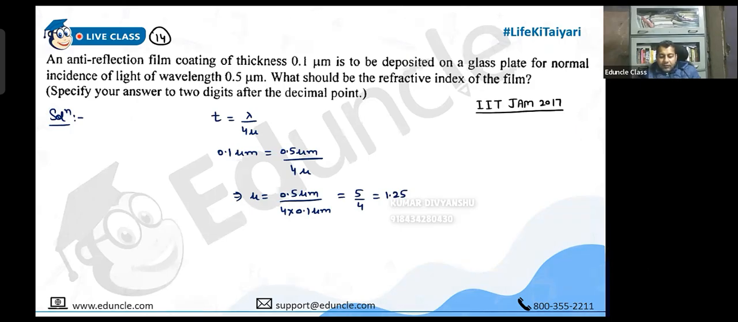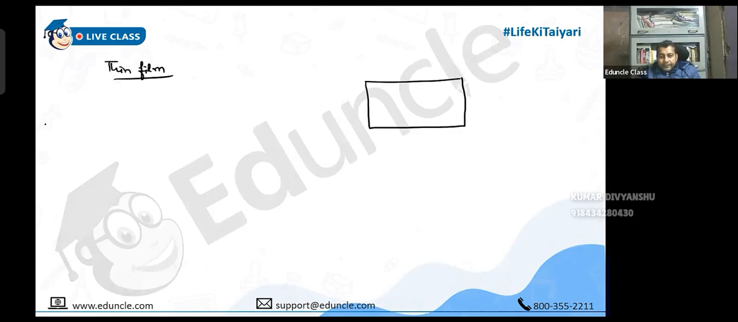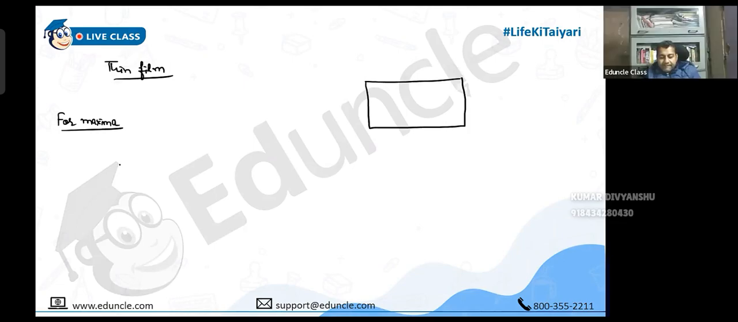In thin film, the formula was, as you are saying, 2 mu t cos r equal to... one minute, let me think over it. What was the condition for maxima in this? n plus half into lambda.